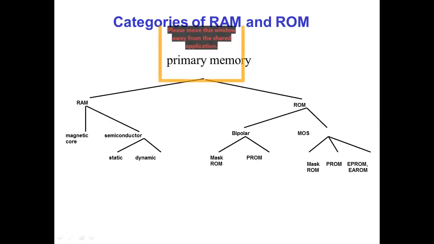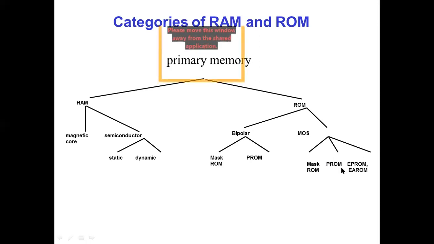Data is stored. We can store the data either based on the transistor technology or the MOS technology. Now you can see here, mask ROM means the programming is fixed. With mask ROM you cannot change the program. PROM is programmable read-only memory. Here you can change your program, but again it is fixed for a particular job.